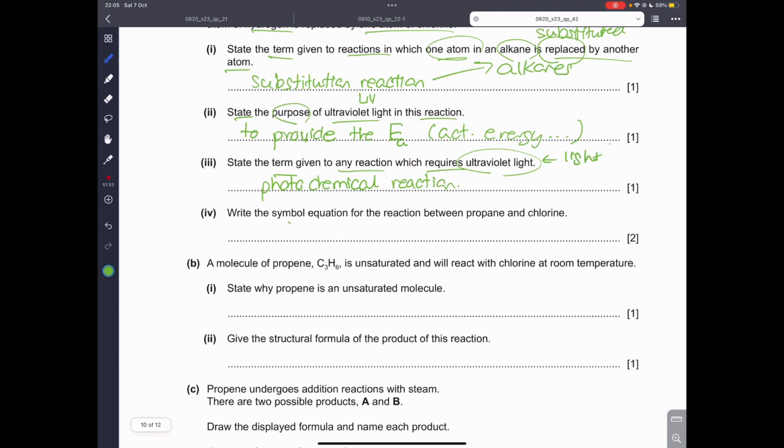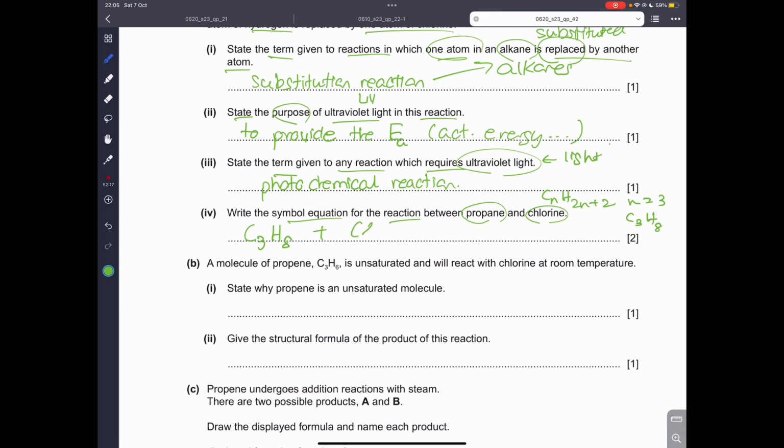Next, write the simple equation for the reaction between propane and chlorine. So propane, remember, is C3H8. It has a general formula CnH2n+2. So if n is equal to 3, H is going to be 2 times 3, which is 6. 6 plus 2 is 8, so C3H8. This is the formula of propane.